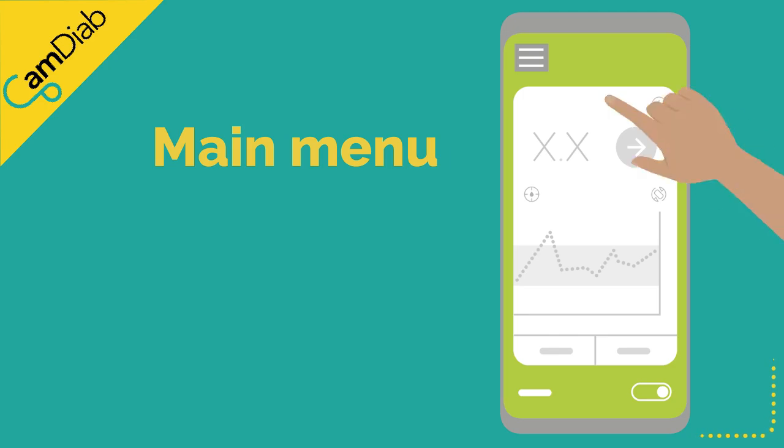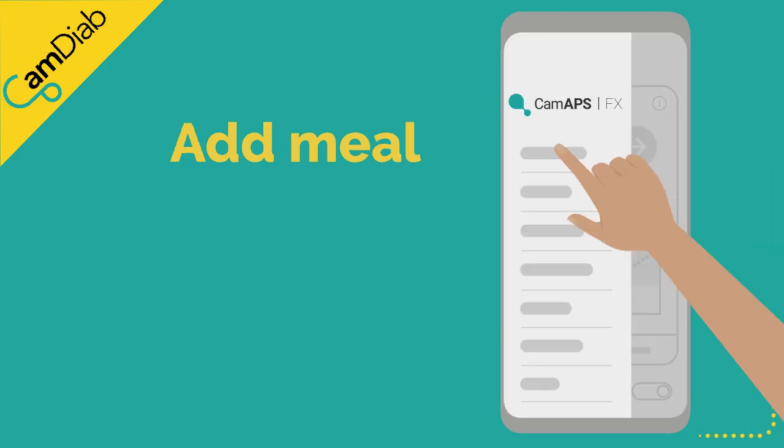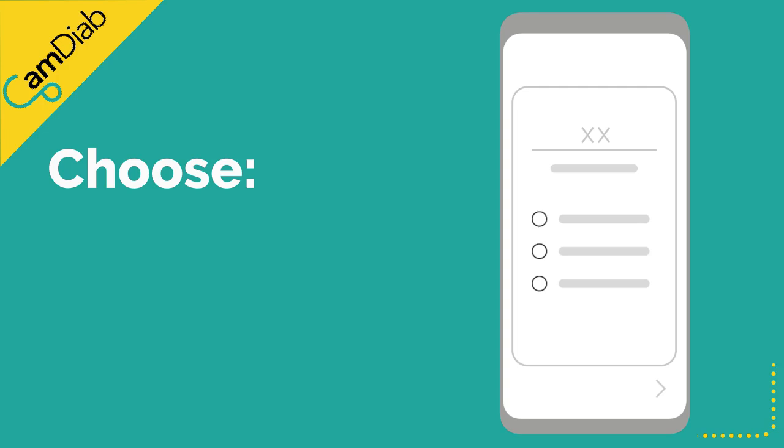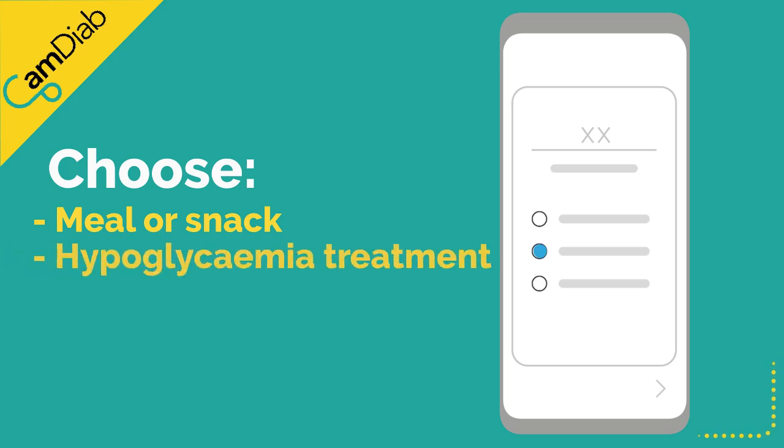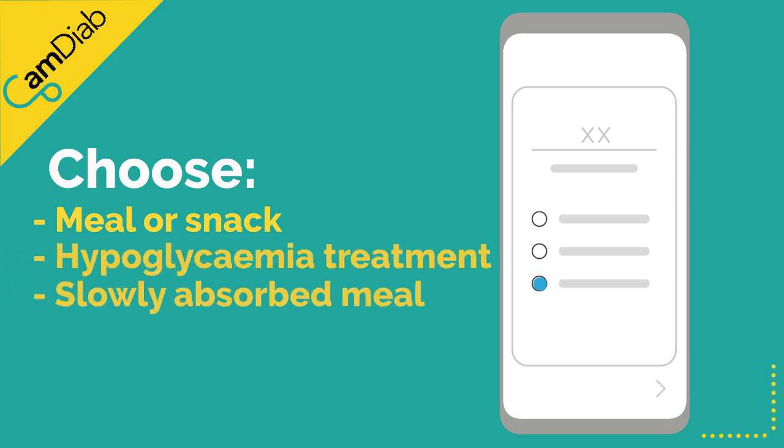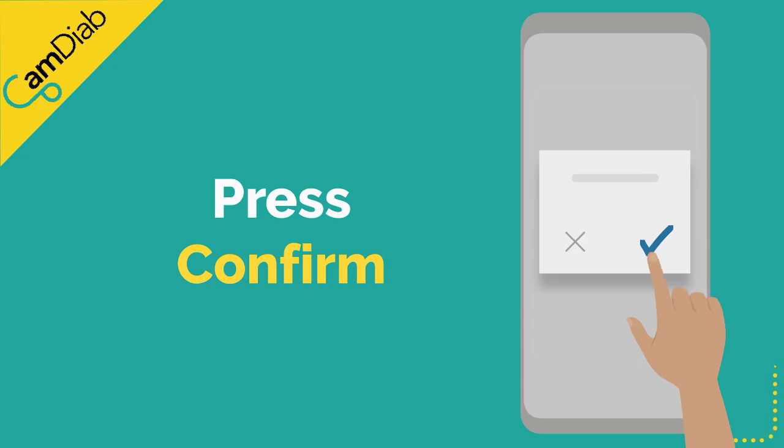To use the Add Meal function, open the app's main menu and tap on Add Meal. You will be given 3 options to choose from: meal or snack, hypoglycemia treatment, or slowly absorbed meal. Tap on the amount and use the keypad to enter the grams of carbohydrate, and press Confirm to save.